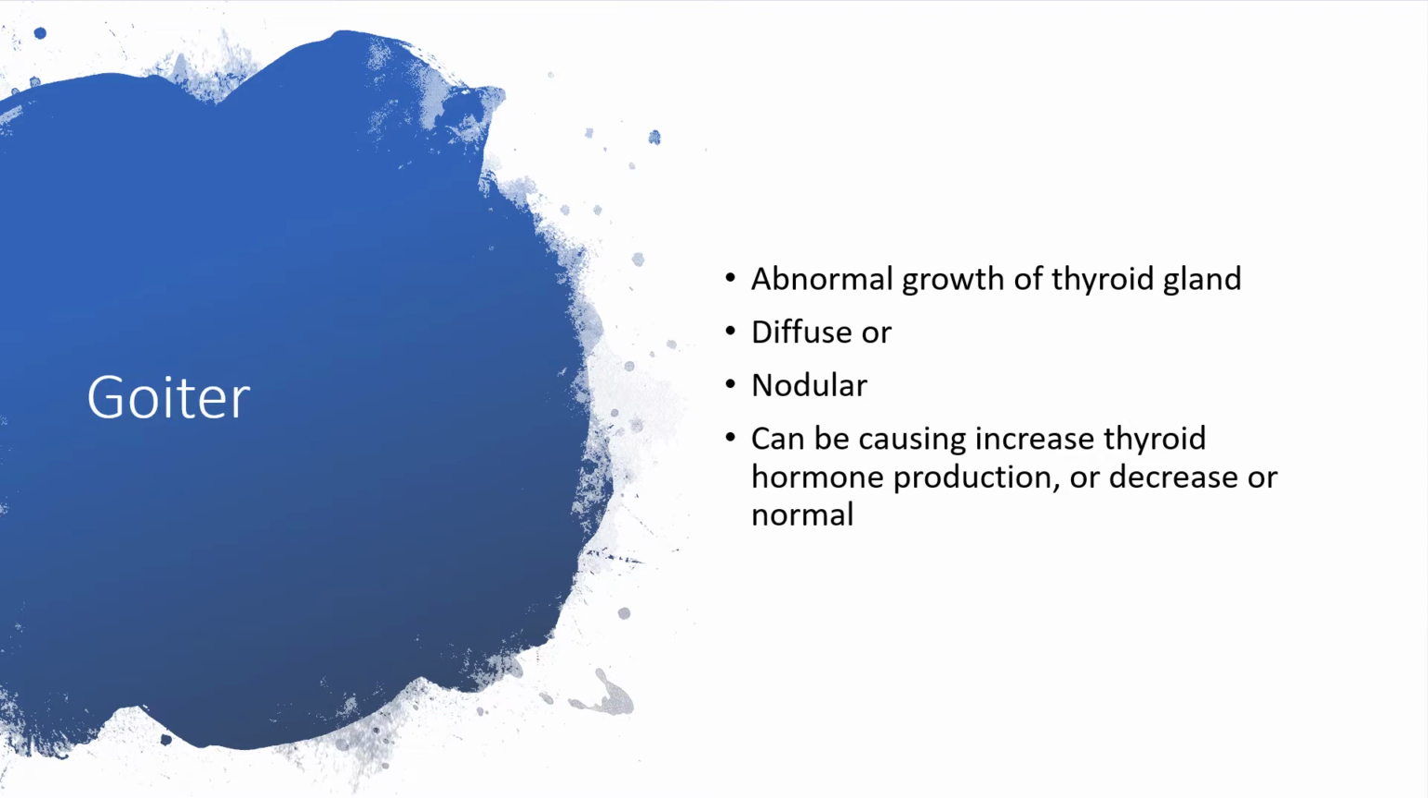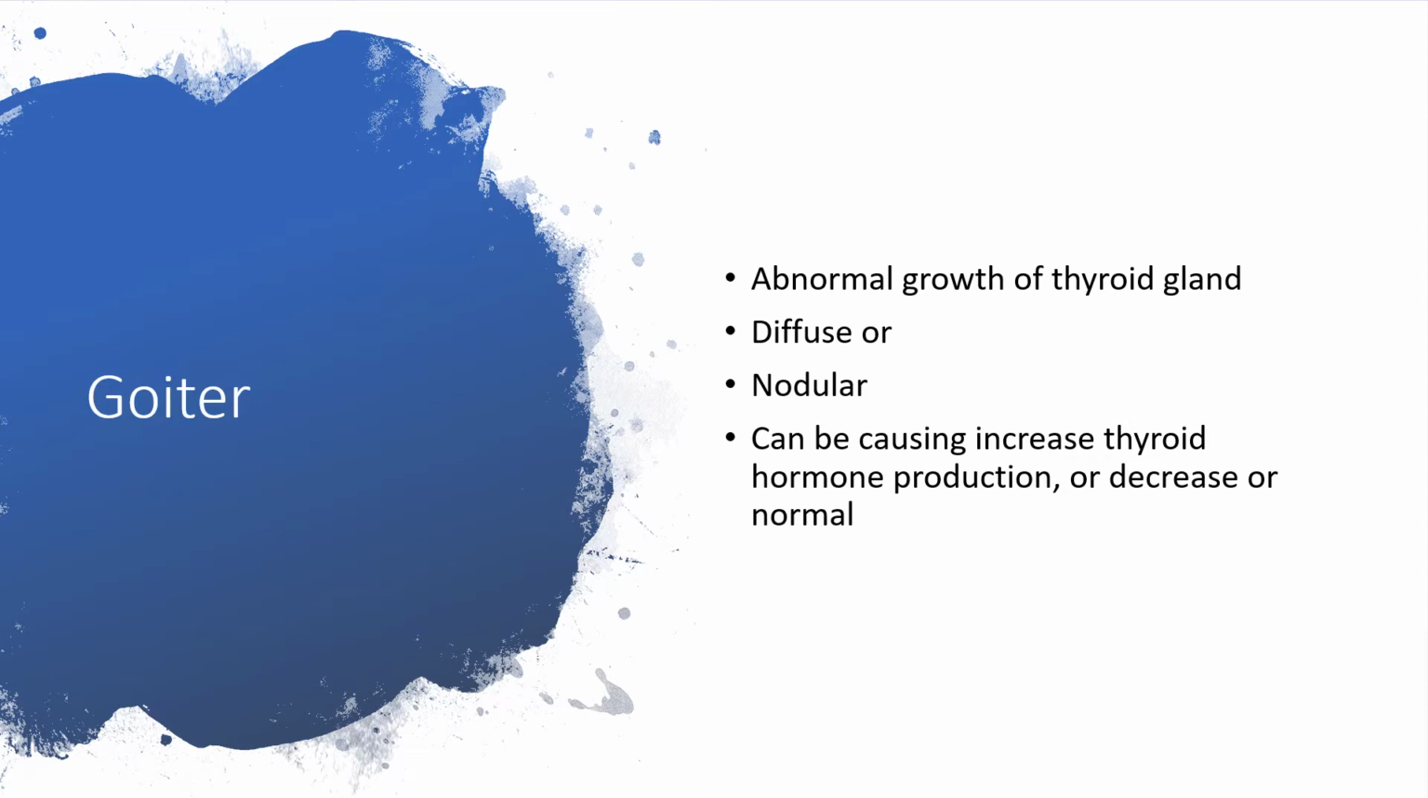Because most goiters are diagnosed or picked up accidentally while carrying out investigation on something else. I mean, the patient will present with another disease entirely. Abnormal growth of the thyroid gland could be diffuse or nodular.